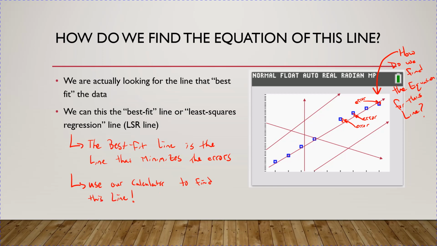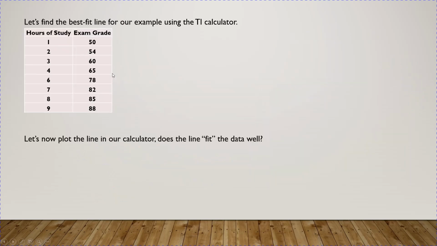And I'm going to show you how to do that by working through two examples. We're going to continue on with the hours of study and exam score example. And then I'm going to do a whole other one where we work through everything we've learned so far again so you can get another good example. So have your trusty TI calculator ready as we go through this. So here's our example. Let's find the best fit line for our example.